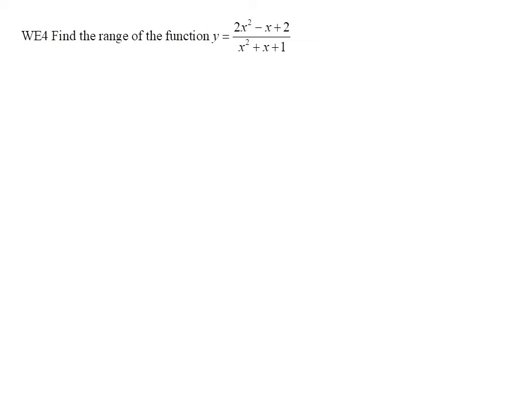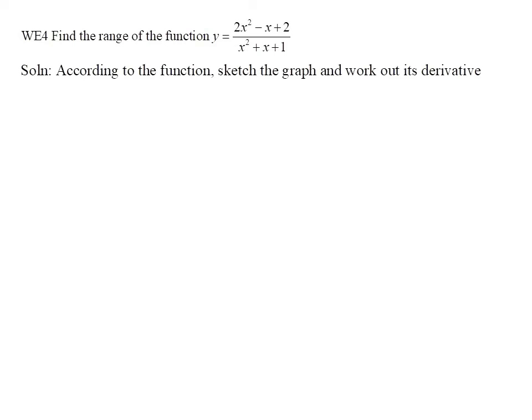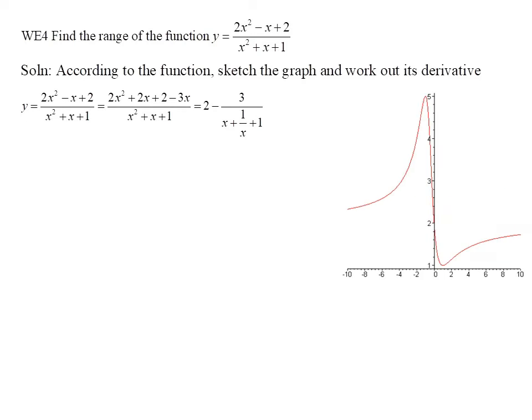The question in example 4 is to find the range of a function whose expression is the quotient of the sum of 2x squared and -x and 2 over the sum of x squared and x and 1. According to the function expression, we may simplify the expression and sketch the graph as shown on the screen.